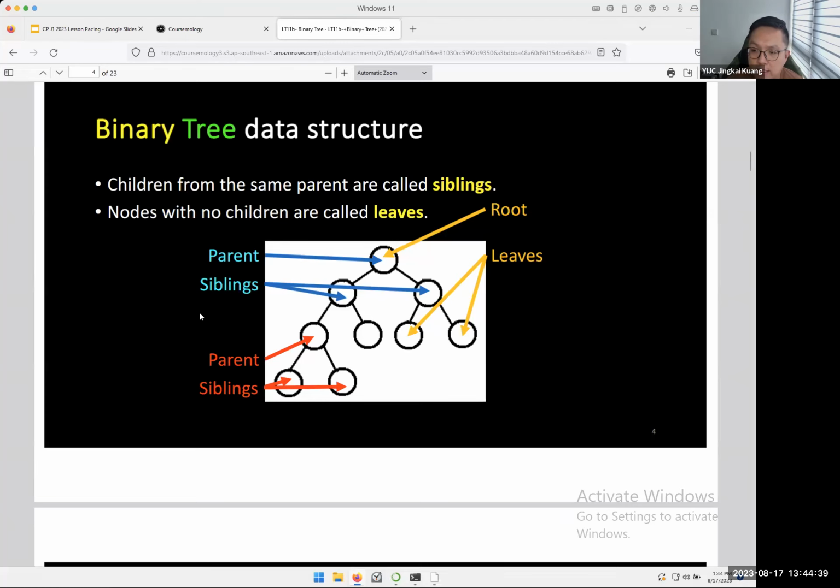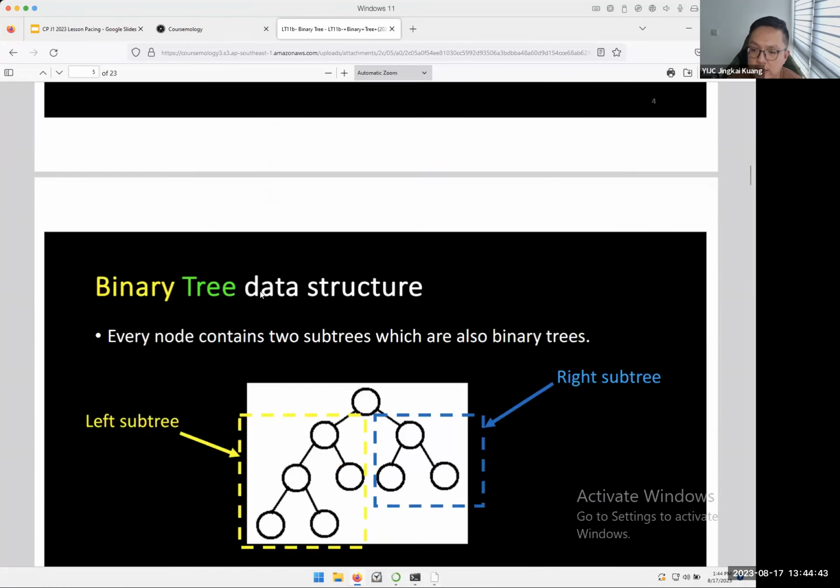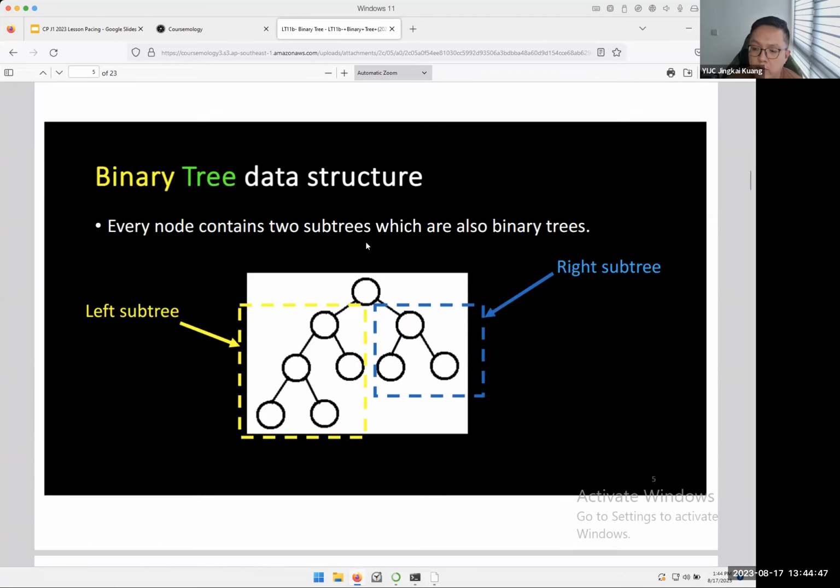Right. So siblings and then leaves. Because this is a binary tree, if you cut the tree at the halfway point at the root, you can see that on this side, if you remove the top one, this node will become the root node in a sense. So this is essentially a subtree, the yellow color box.